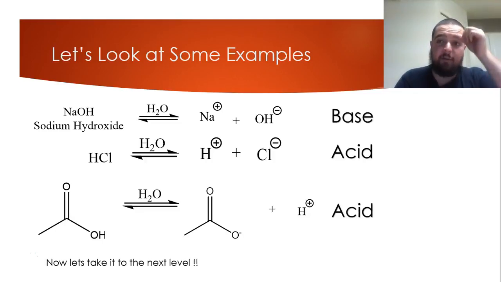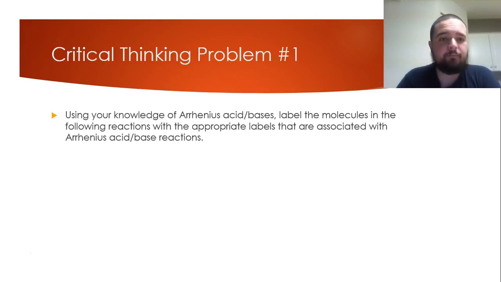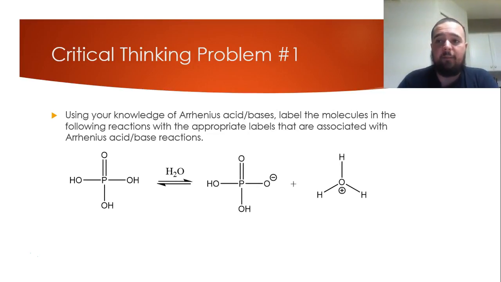So let's take it to the next level a little bit. Let's take it into more critical thinking here. Let's try to apply what we know about Arrhenius acids and bases to a more comprehensive example. So using your knowledge of Arrhenius acids and bases, label the molecules in the following reactions with the appropriate labels that are associated with Arrhenius acid and base reactions. So we have an example. Again, I'm not going to label these. If you need to use ChemDraw or the internet, try to figure out the names of these if they help you. Really try to just focus on the structure and what's really happening here.